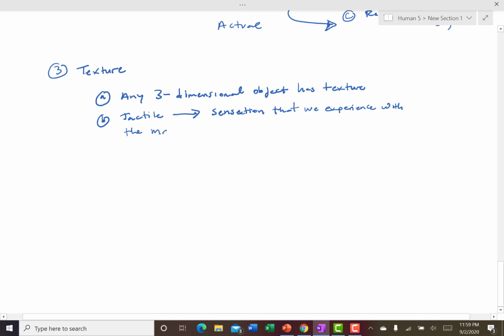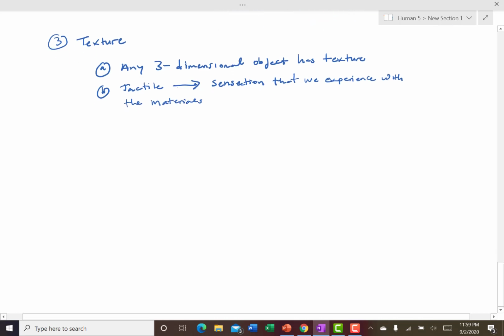Now, you can already have a preconceived idea because it's something you've touched before and it looks like something you've touched before. Or if you've never seen that type of material before, then you might be comparing it to something that you've had before. But texture has that tactile part, that physical component of touch. That's important, right?